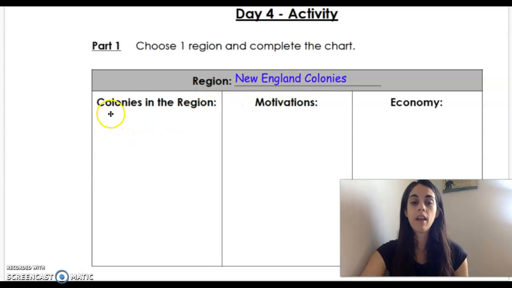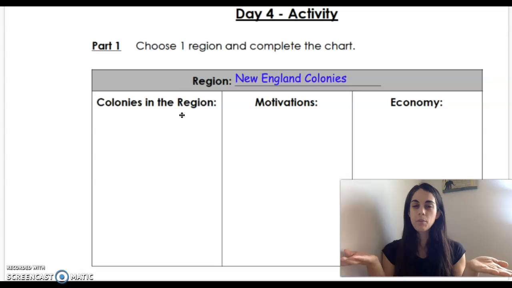I want to find the colonies in the region, the motivations of the settlers in my region, and information about the economy in my region. I can find this information in days 1, 2, and 3 social studies readings. Let's start with the first one, the colonies in the region.